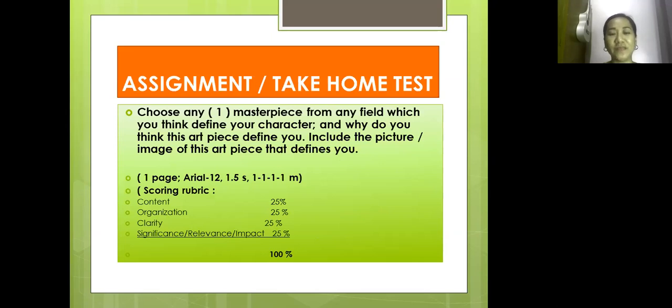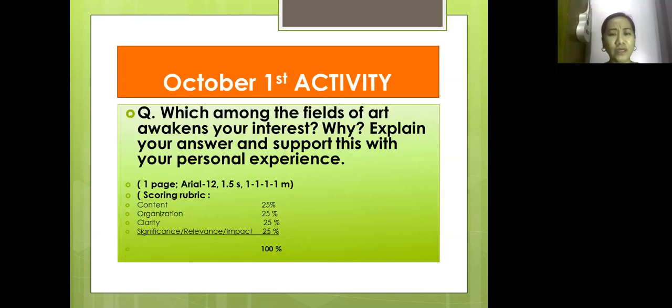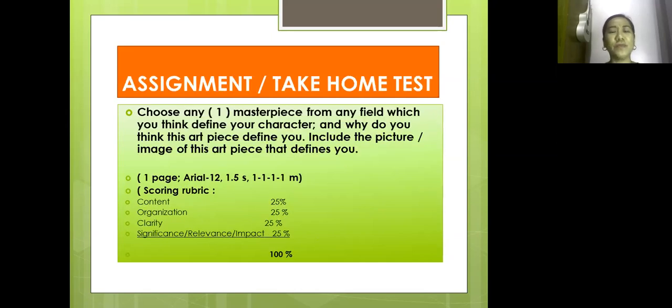Okay, so that's your activity, but this one is your assignment. This one I'm going to discuss a little bit because I will also be doing your project today. So you're assigned to choose one masterpiece from any field which you think defines your character. And why do you think this art piece defines you? Include your picture or image of this art piece that defines you. Again, I have the same scoring rubric and technical aspect.